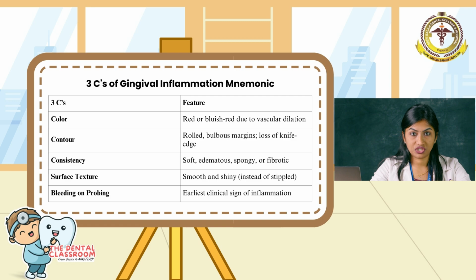Next is the surface texture. The normal surface texture of healthy gingiva will have stippling, which is the orange peel appearance, which indicates the underlying well organized structure of the gingiva. That is going to be absent in gingival inflammation. There is an absence of stippling because plaque or microbial organisms are going to destroy the normal architecture of the epithelium and the connective tissue. Hence the surface texture is going to get altered. So these are the main clinical features of gingival inflammation or gingivitis.